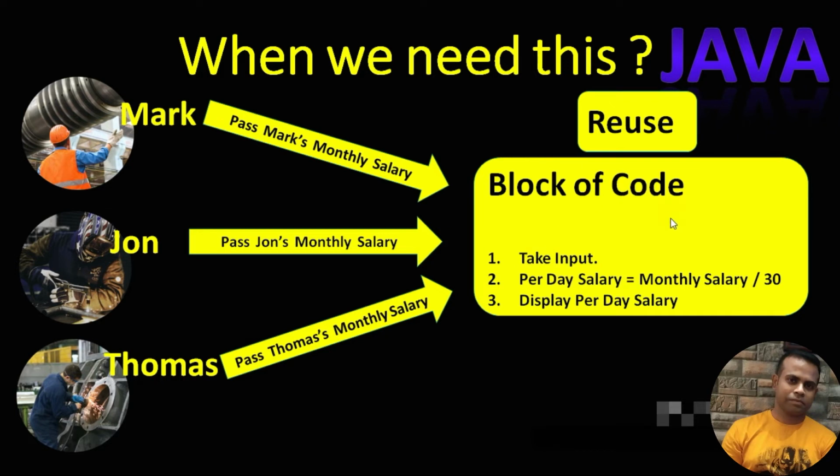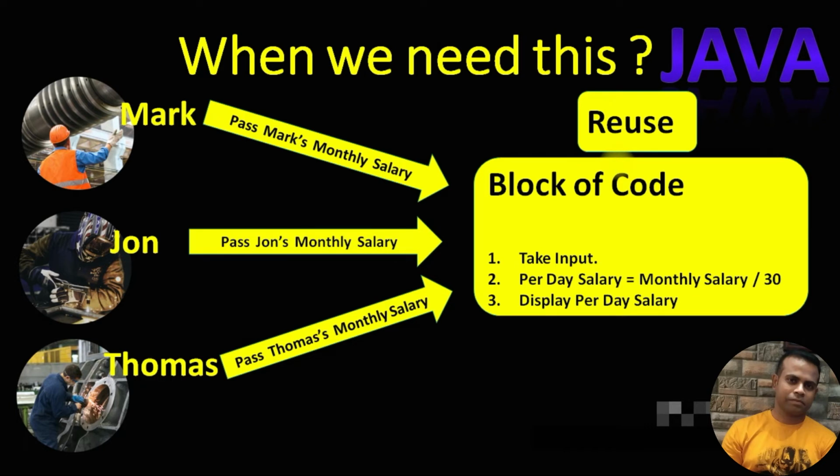This block of code is basically responsible to take the input, then calculate the per day salary and display it. So you can see for these three employees, we are simply reusing the same block of code. If you have 100 employees, you have to calculate the same thing, so you just use a single block of code and reuse it multiple times.